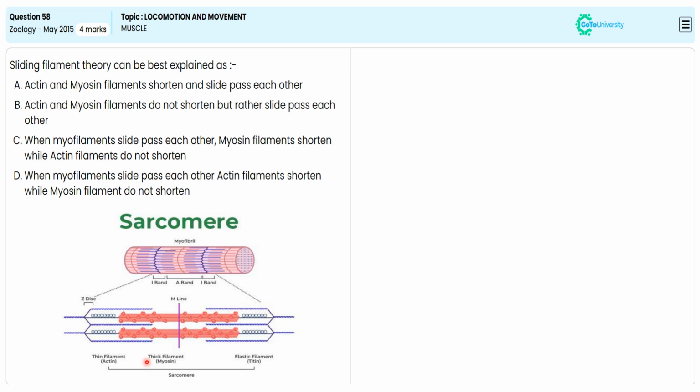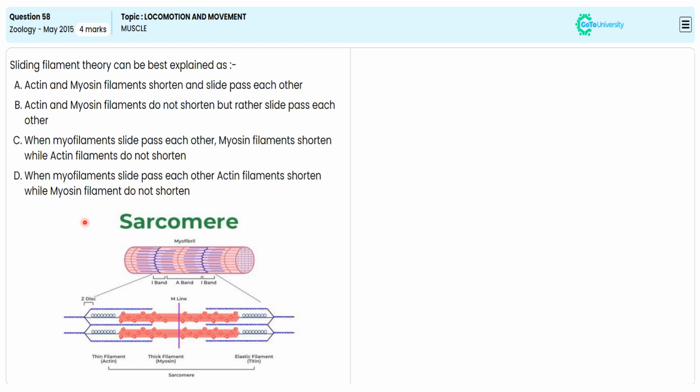With all the specifications, we are specifying that actin and myosin do not shorten but rather slide past each other during the muscle contraction and relaxation. With this specification, we are choosing option B as the correct answer to secure 4 marks after avoiding options A, C and D.